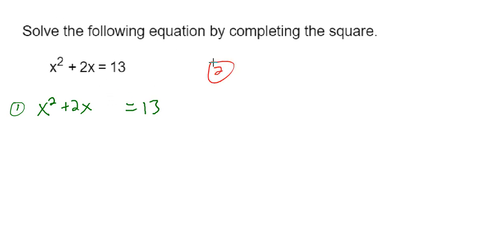So step 2 is to take b, which in this case is 2. So b is equal to 2. Divide that by 2, so we'll get 1. And then raise it to the second power, and so it still comes out as 1. So take b, divide it by 2, and then raise it to the second power. When we do that for this problem, we get 1 as our magic number that we need to add here so that this will factor as a perfect square.